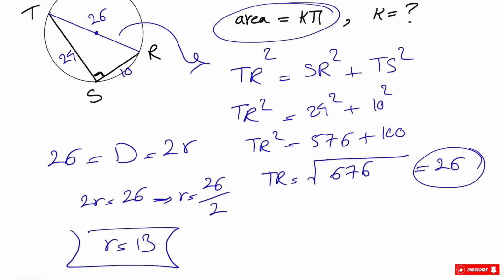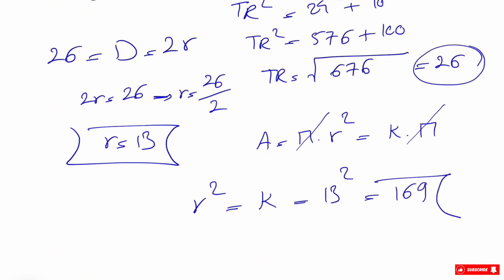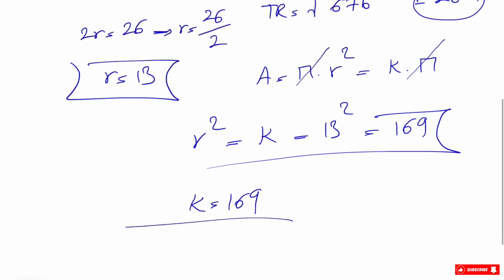Now we have the radius of the circle, and we have one more piece of information in the question: the area of the circle, if we want to show it with A, is pi times r squared. This will be equal to k times pi. So we can cancel out the pi from each side, and what we end up with is r squared is equal to k, and our r is 13. So we have 13 squared, which is 169, and the value of k will be 169, and that would be the final answer for this question.